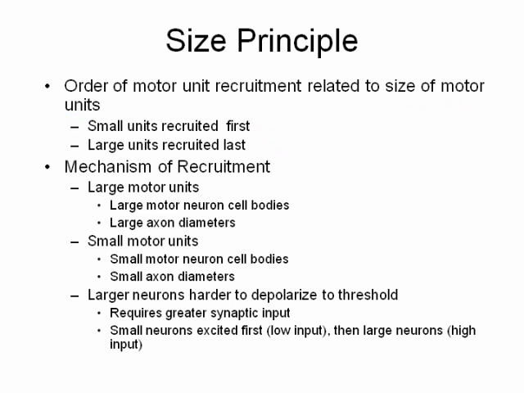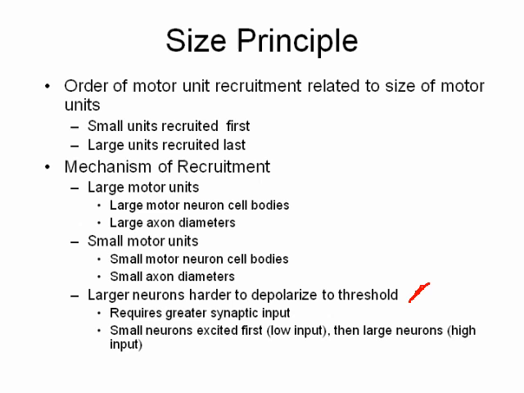The mechanism of recruitment. Well, a large motor unit has a large motor neuronal cell body with large axon diameters. The size of the cell body is going to control how easy it is to depolarize the cell membrane of the neuron and cause an action potential to be discharged. Small motor units have small motor neuron cell bodies, small axon diameters.